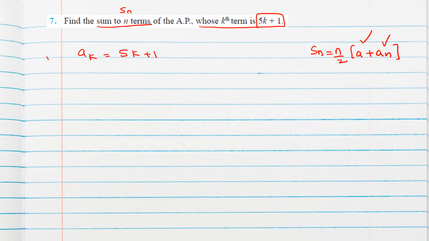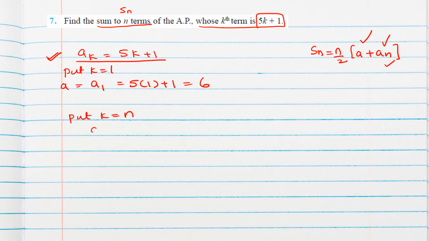So from this given kth term, we can find a. If we substitute k as 1, so a1 will be our first term. 5 into 1 plus 1, that is 6. So a is 6. Now to get the an, put k as n in this formula only. So an will be 5n plus 1. So now we got an, we know a also. So this sum formula we can apply here.